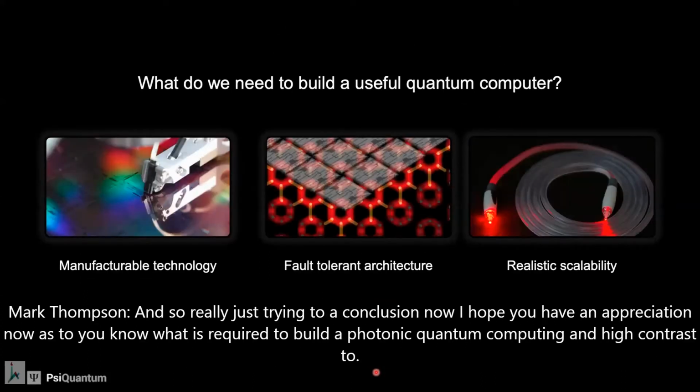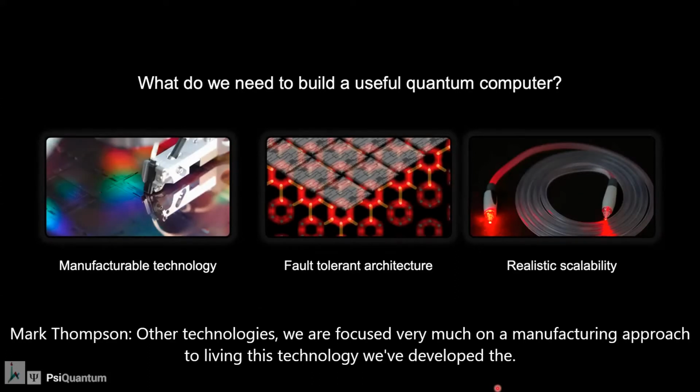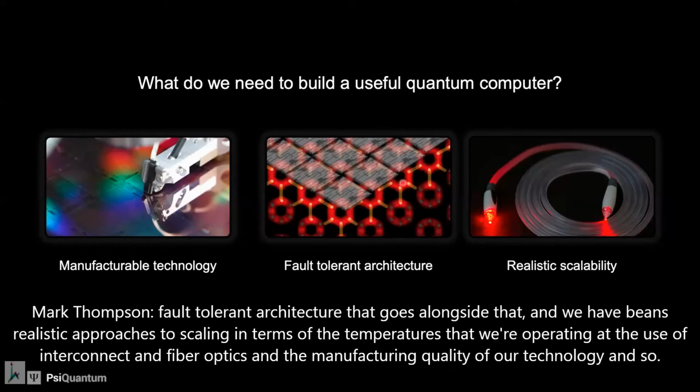And so really just drawing to a conclusion now, I hope you have an appreciation now as to what is required to build photonic quantum computing and how it contrasts to other technologies. We are focused very much on a manufacturing approach to delivering this technology. We've developed the fault-tolerant architecture that goes alongside that, and we have these realistic approaches to scaling in terms of the temperatures that we're operating at, the use of interconnects and fiber optics, and the manufacturability of our technology.